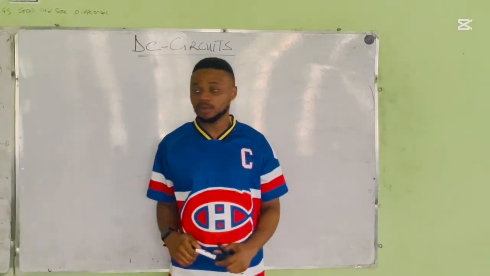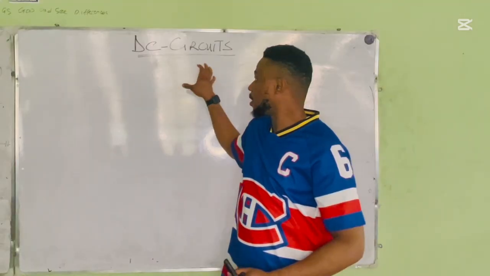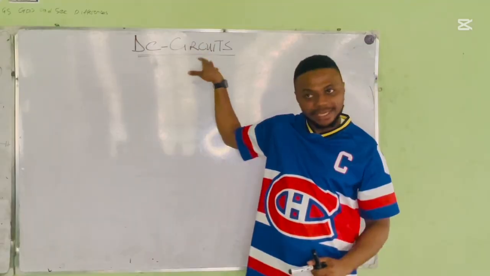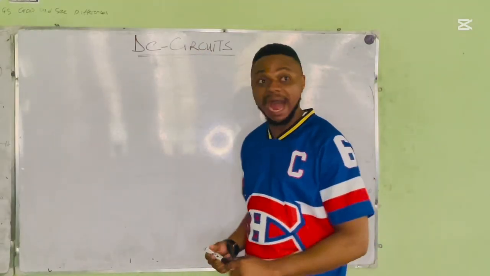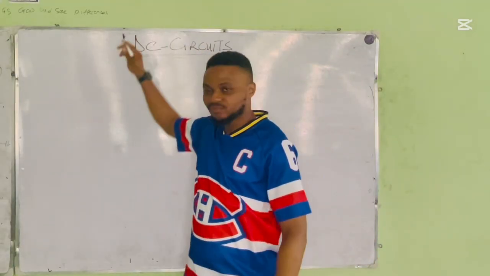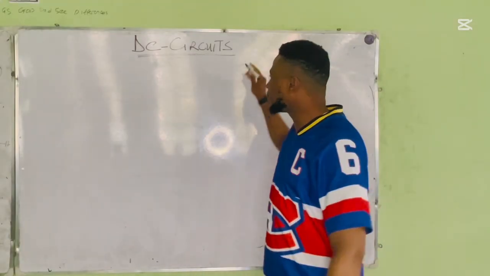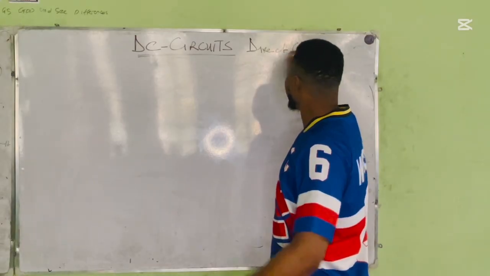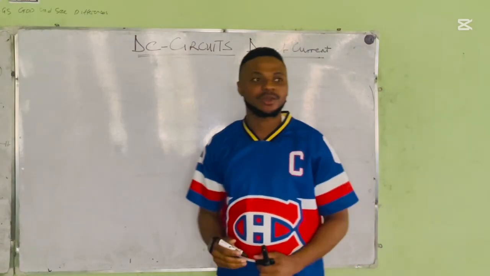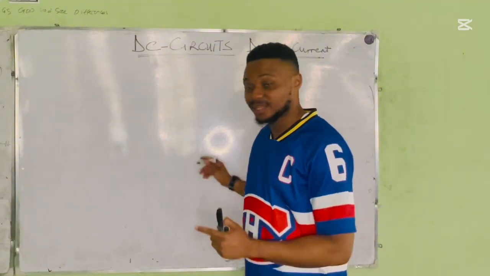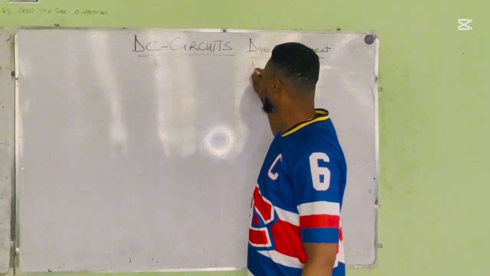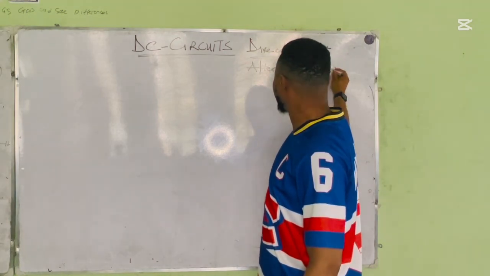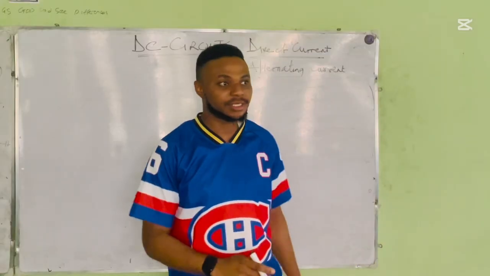Alright, so we're looking at DC circuits. From the word DC, you realize that we have an acronym here, and this DC means direct current. We also have AC, which is called alternating current, but here, like I said, we are not looking at AC, we are looking at just DC.